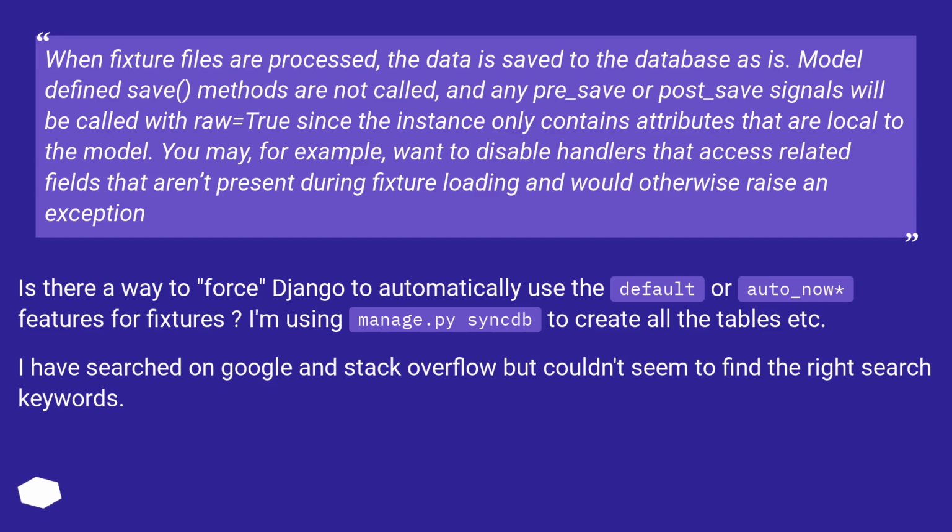otherwise raise an exception. Is there a way to force Django to automatically use the default or auto_now features for fixtures? I'm using manage.py syncdb to create all the tables etc. I have searched on Google and Stack Overflow but couldn't seem to find the right search keywords.